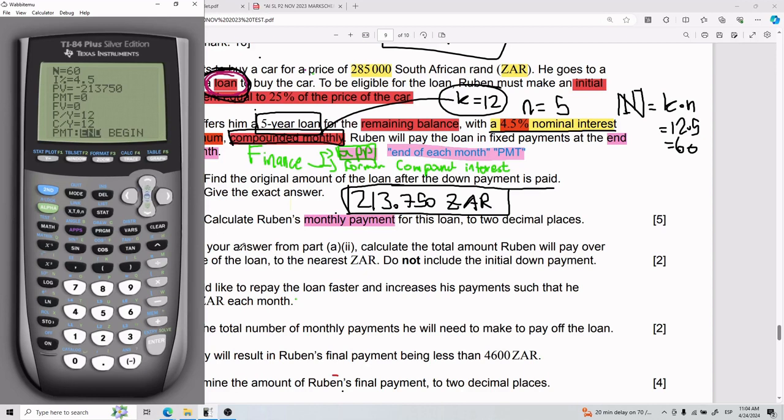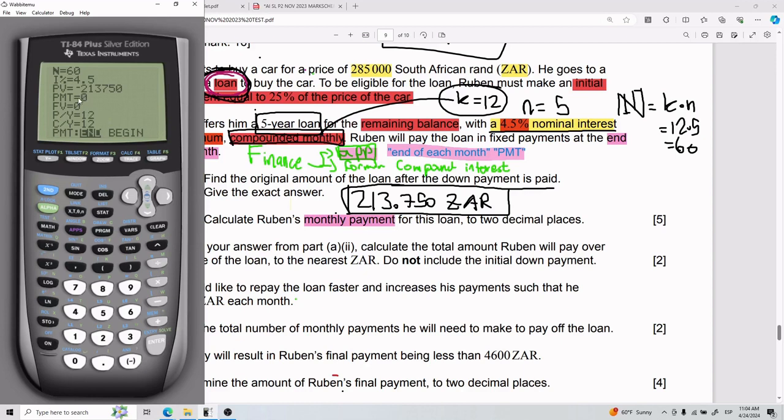Now you might be thinking, what the heck? How do you solve for PMT? Where do I press enter? And I say, here you have a solver. It's a little bit different. So basically what you're telling your calculator is, using all this information, what should my variables be? And so using all this information, solve for just PMT.